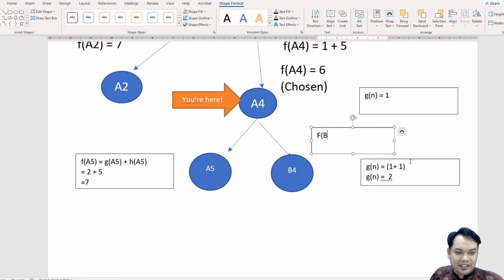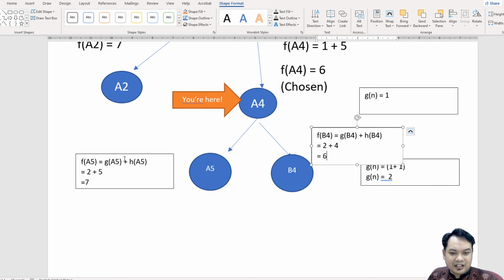So, FB4 is equal to GB4 plus HB4. So we have here 2 plus 4, so it will equal 6. Because 7 versus 6, 6 is the lower. So, this path is chosen. Okay, so this path is chosen.